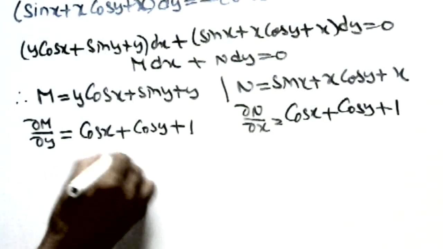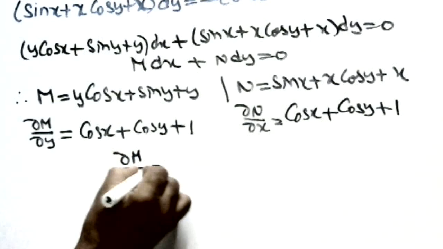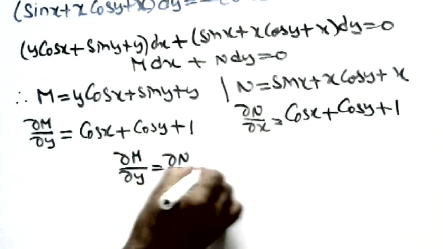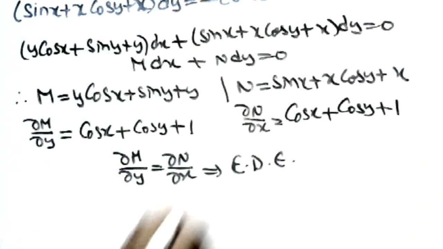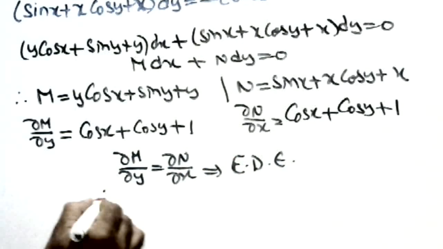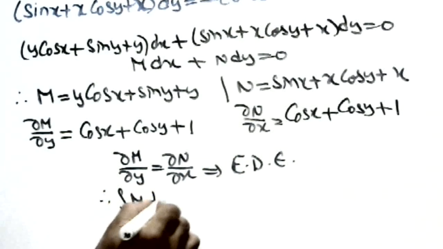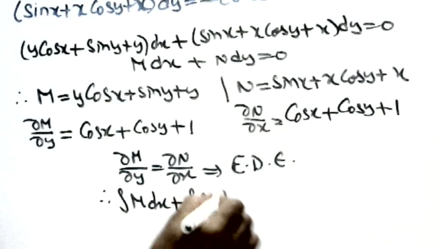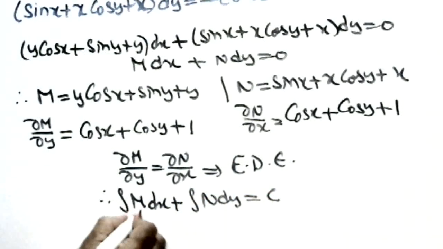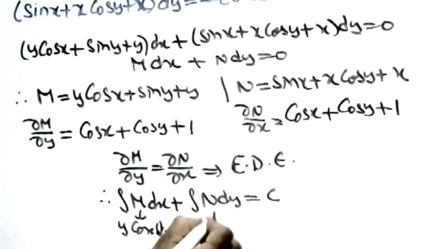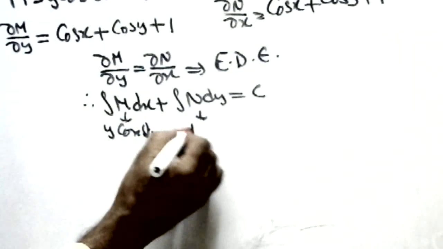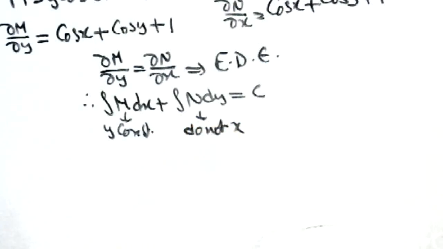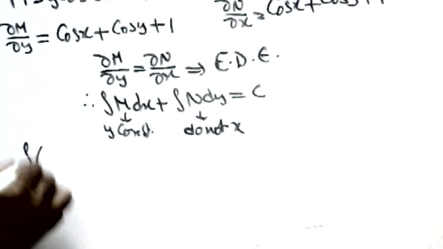Now we get both the same. Therefore, dou m by dou y equals dou n by dou x. It implies it is an exact differential equation. Therefore, for an exact differential equation, we have the formula: integration of m dx plus integration of n dy equals c. Now what do we take here? We take y as constant. What do we take here? We take the terms of n which do not contain x. I'm writing in short, okay?